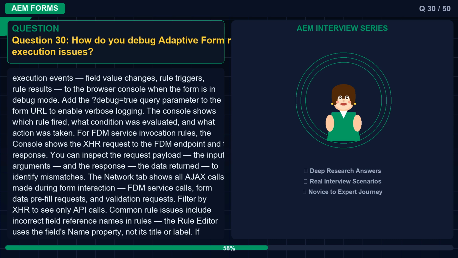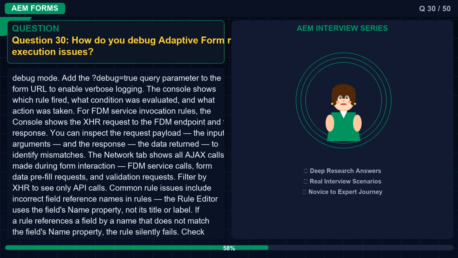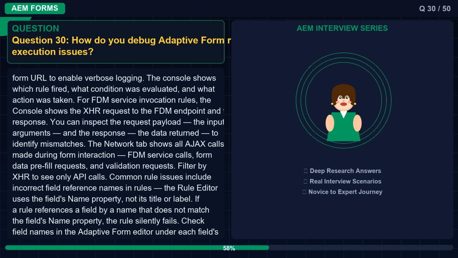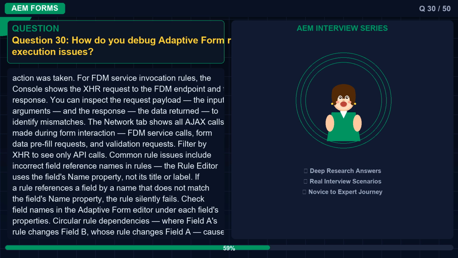For FDM service invocation rules, the console shows the XHR request to the FDM endpoint and the response. You can inspect the request payload, the input arguments, and the response, the data returned, to identify mismatches. The Network tab shows all AJAX calls made during form interaction, FDM service calls, form data prefill requests, and validation requests. Filter by XHR to see only API calls.